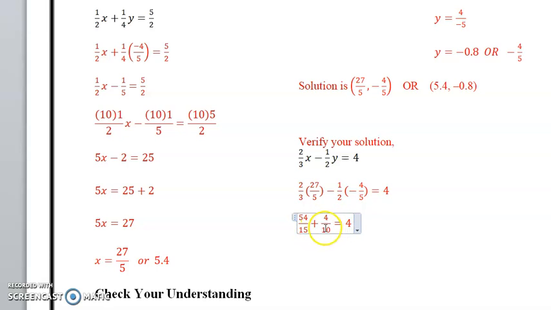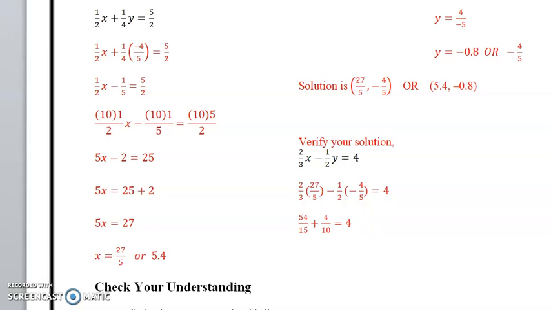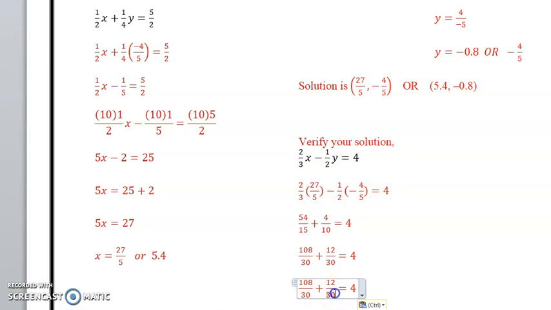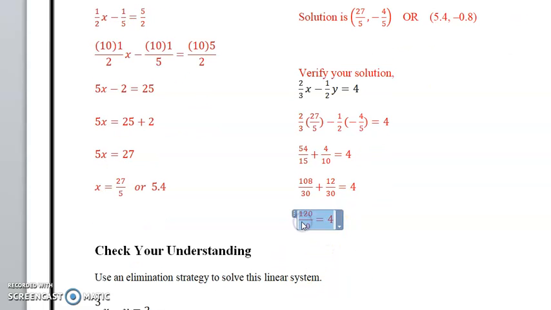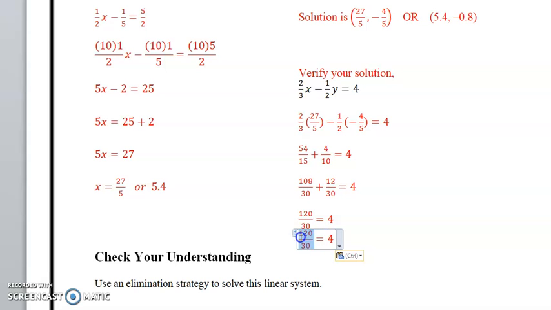And obviously you need a common denominator here. The common denominator would be 30, right? So that would be 108/30, because I got to double it. And then 12/30, because I got to triple the numerator and denominator. Then I add these together and I get 120/30, which, you guessed it, is equal to 4. So 4 is equal to 4.